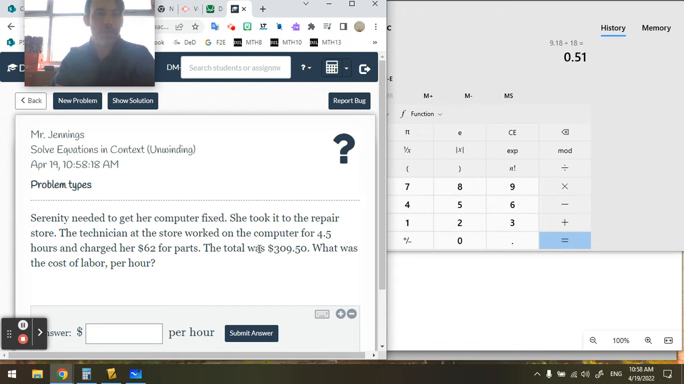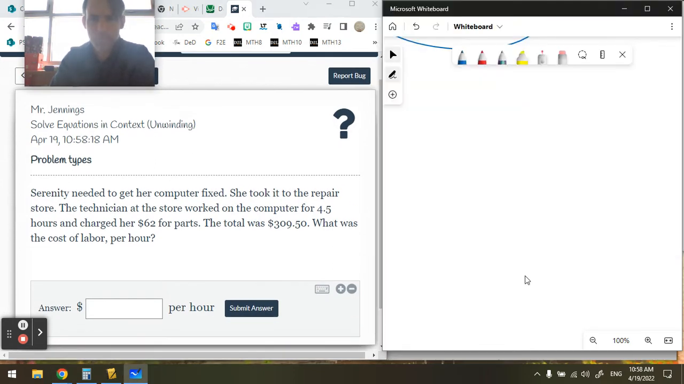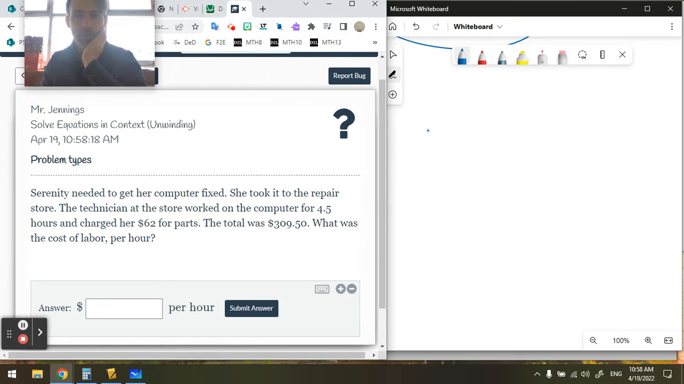The first ones are about finding out the equation and the answer from a different situation. So these ones you can use your understanding of these situations to help understand the underlying mathematical concepts. I like to work from concrete to abstract so that I can use my knowledge of the world to solve these things. Here, I see Serenity needs her computer fixed. In the repair store, they worked on it for 4.5 hours and charged her $62 for parts. And the total was this amount of money here.